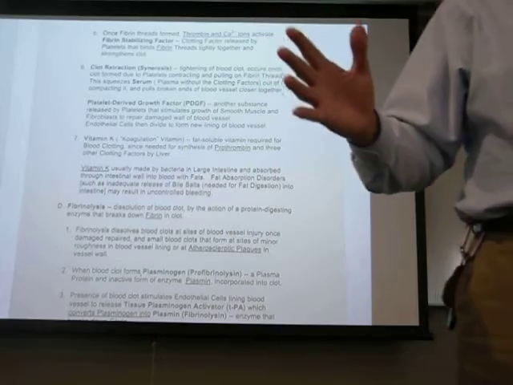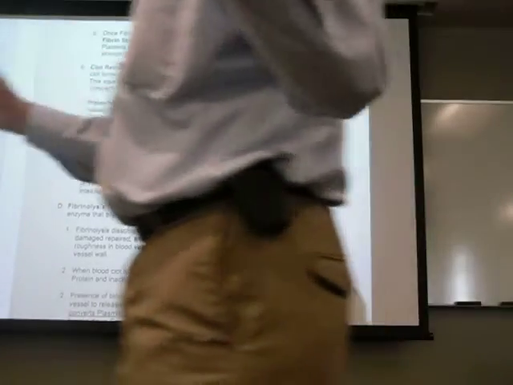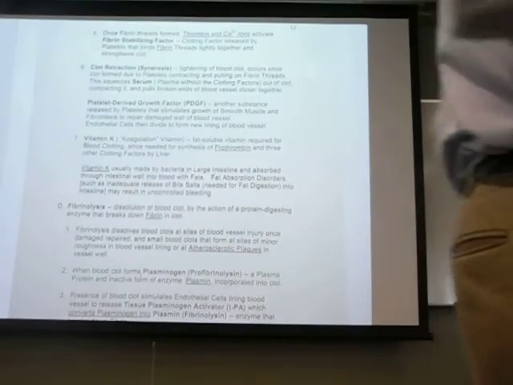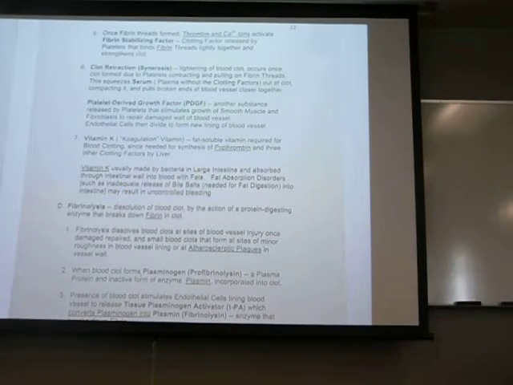So extrinsic pathway, you got damage to tissues outside the blood vessel. So it's extrinsic to the blood, not extrinsic to the body. Make that distinction. The blood clotting that occurs outside the body is not by the extrinsic pathway, it's by the intrinsic pathway. Because intrinsic means intrinsic to the blood. Everything you need for blood clot is already in the blood itself.